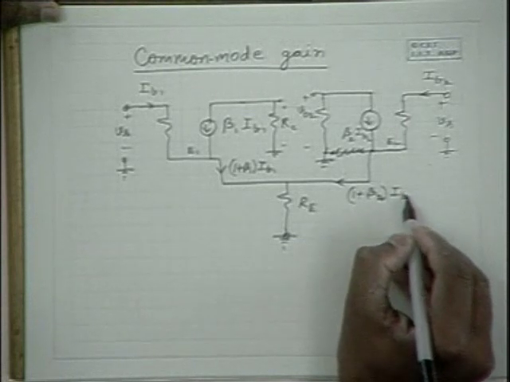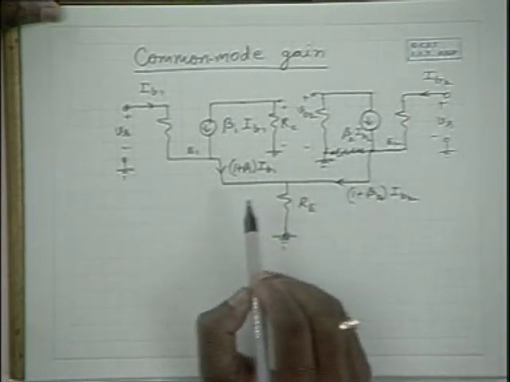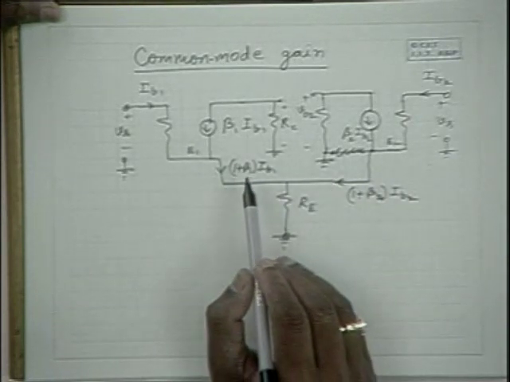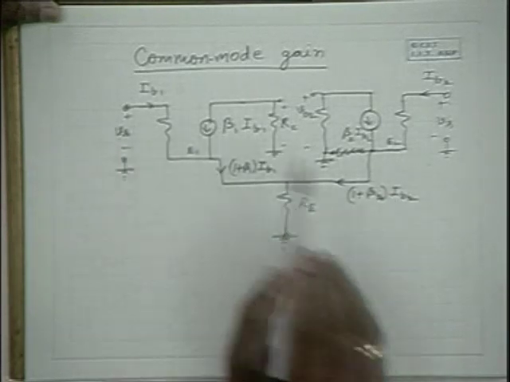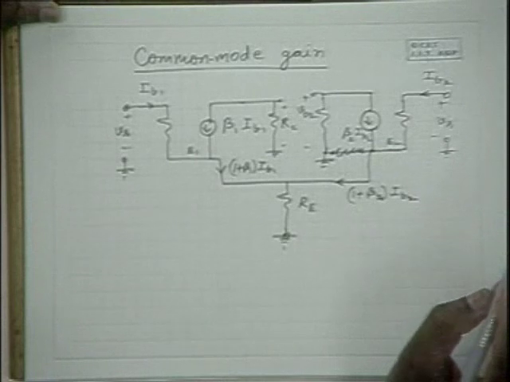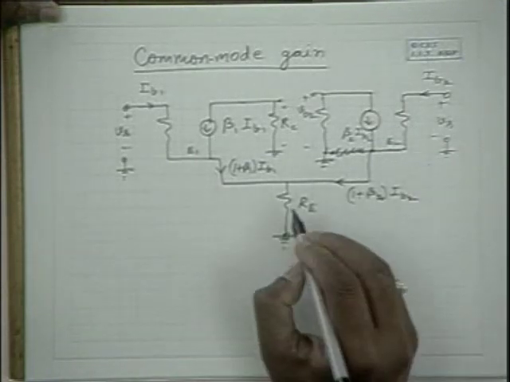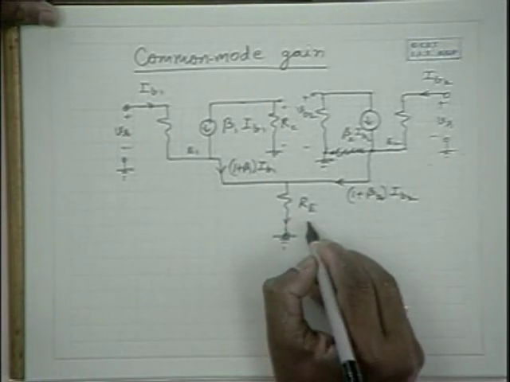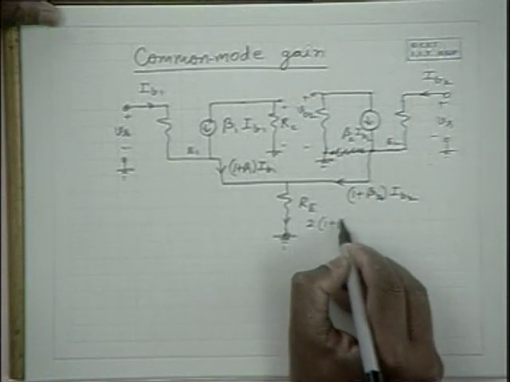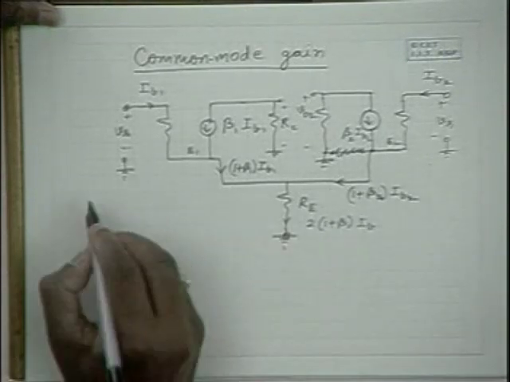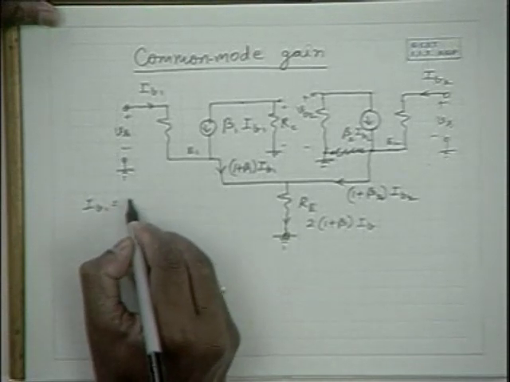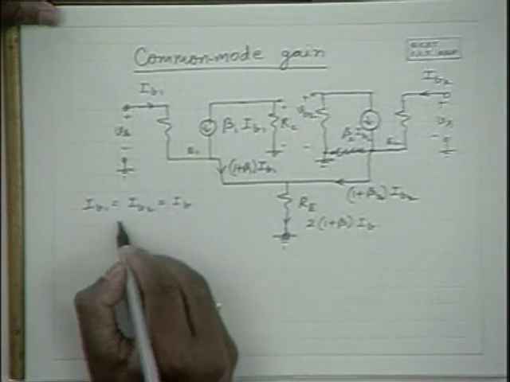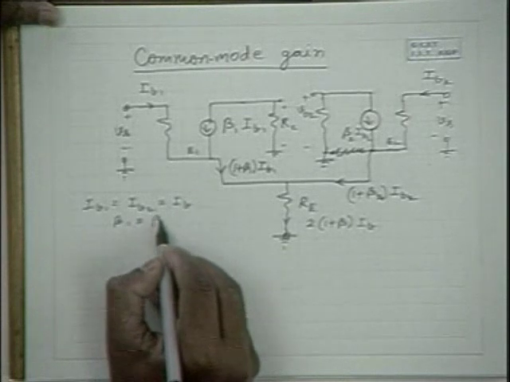Now when beta 1 is equal to beta 2, that means when the transistors are identical, beta 1 is equal to beta 2 and IB1 is equal to IB2 when the signal is the same. Hence, the current flowing through RE is equal to 2 into 1 plus beta into IB. I am assuming that both the transistors are identical, in which case IB1 is equal to IB2 is equal to IB and beta 1 is equal to beta 2 is equal to beta.